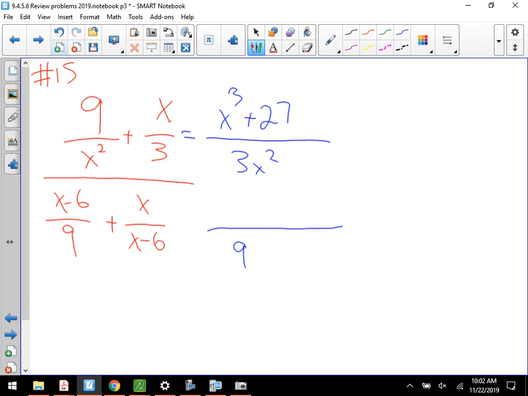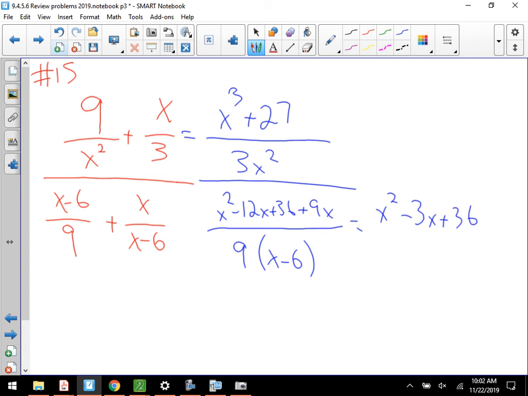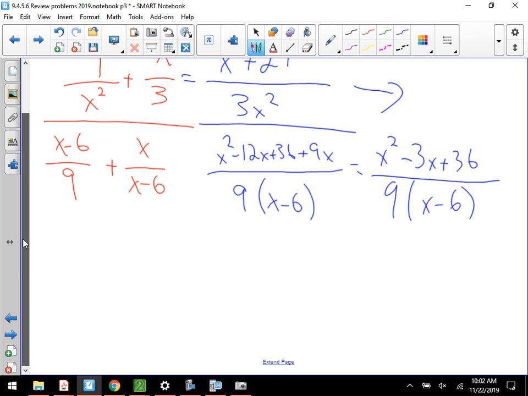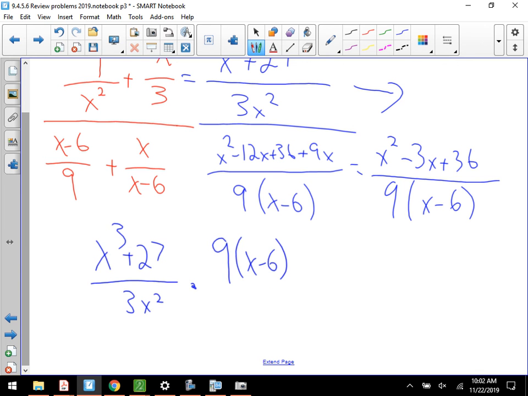Down here, it's 9 times the x minus 6. (x minus 6)(x minus 6) gives me x squared minus 12x plus 36, plus 9x. This would simplify in the middle as x squared minus 3x plus 36. And then we have the 9 and the x minus 6. Up top just comes across, so you have the same, which was x cubed plus 27 over 3x squared, divided by that, so change it to times 9 over x minus 6. Flip.